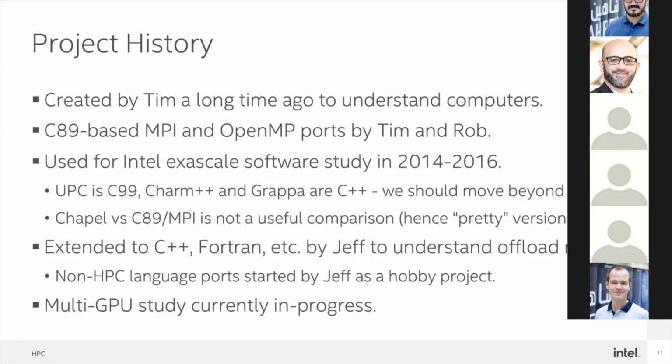And in some cases, those weren't C89 models. Charm++ and Grappa are C++, not C89. And even if C89 is a subset, they're not the same language by any stretch. And then UPC is formerly C99.